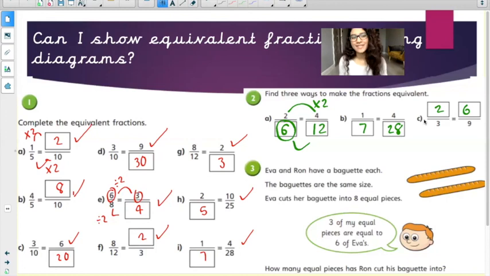That is all for your maths lesson, boys and girls. It was to show equivalent fractions using diagrams. I hope that that was useful and helpful, and I hope that you've gotten a little bit more confident at calculating and working with fractions in general.